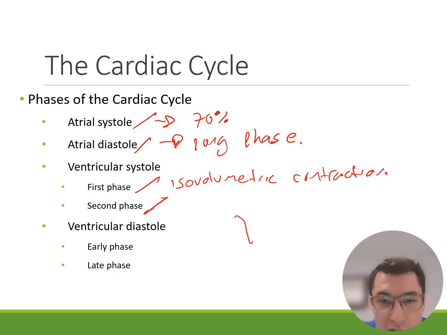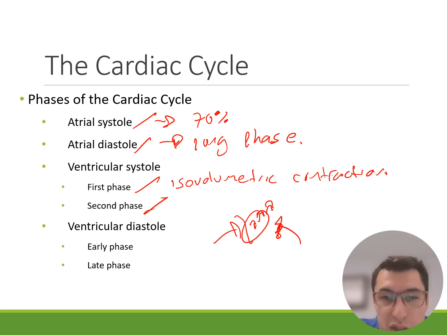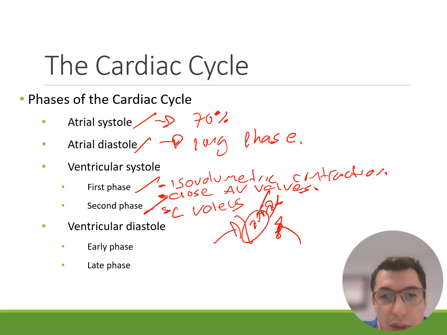So those ventricles start to contract and the pressure starts to rise little by little. And once it reaches enough pressure, it will go ahead and eject blood through those arteries. Keep in mind that during this first phase, we also close the AV valves. And it is in the second phase that we overcome systemic and pulmonic pressure and we go into the arteries, and the semilunar valves open.